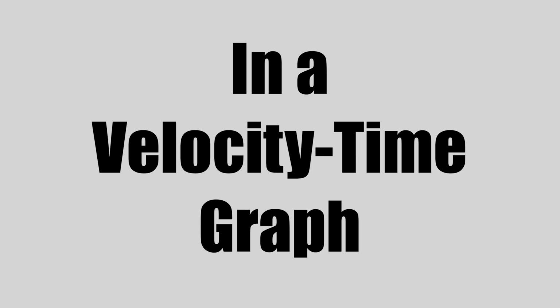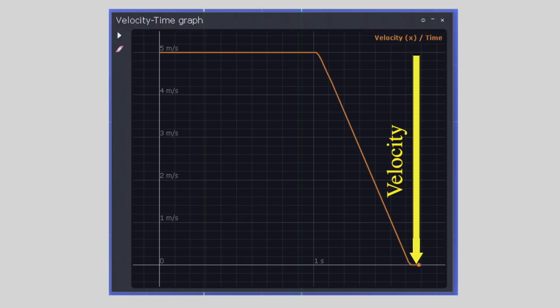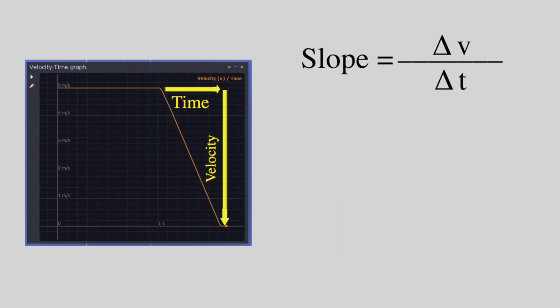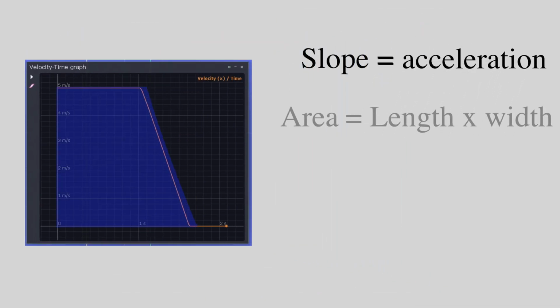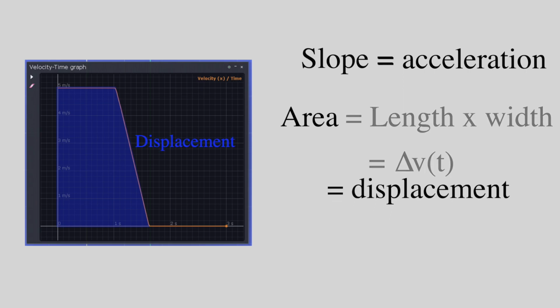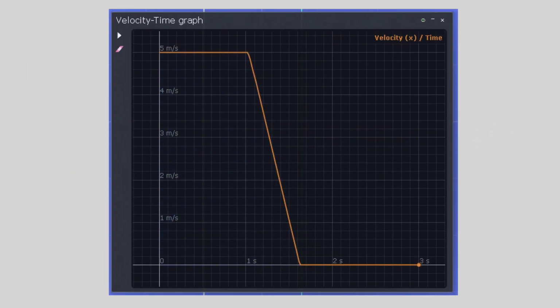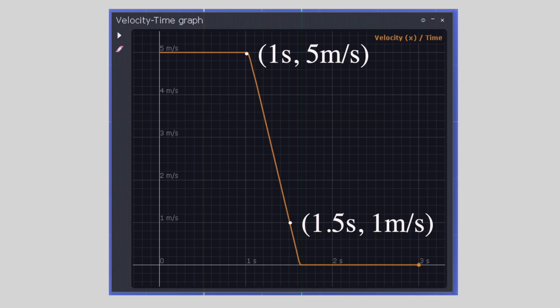In a velocity time graph, the rise is change in velocity and the run is time interval. So the slope will be acceleration, and the area underneath will be the displacement. Another takeaway from this graph is you can also find the instantaneous velocity of this object right away by looking at the value of the corresponding y-axis.